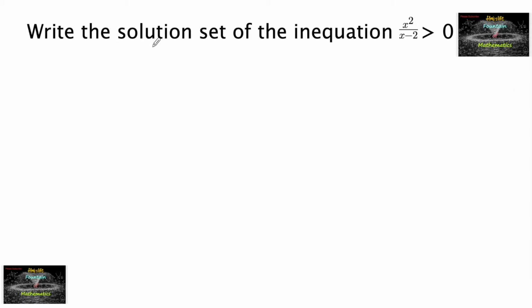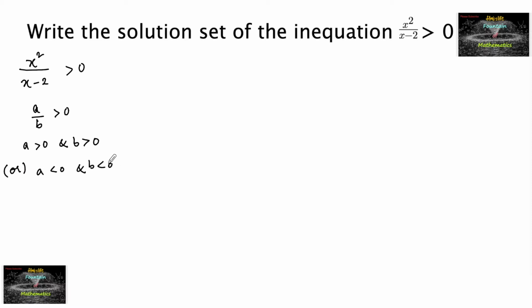Write the solution set of the inequation x square upon x minus 2 is greater than 0. And since we know that for a fraction a upon b to be positive, greater than 0, either a greater than 0 and b greater than 0, both are positive, or we can consider a is less than 0 and b is also less than 0.